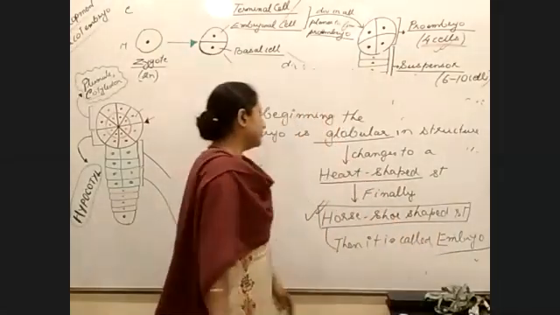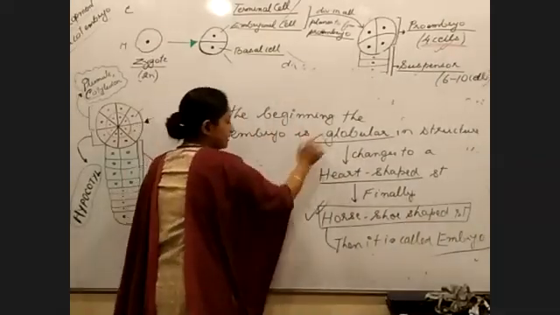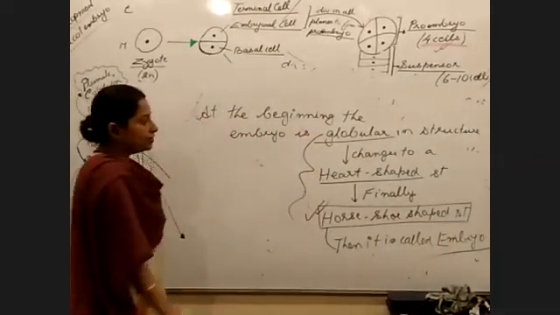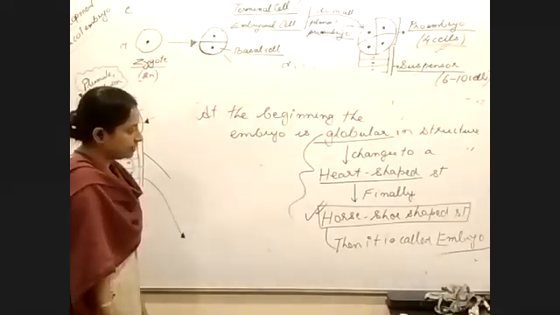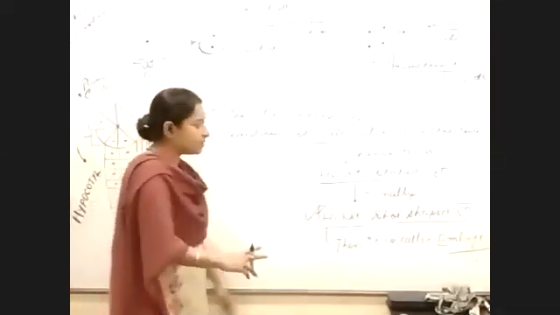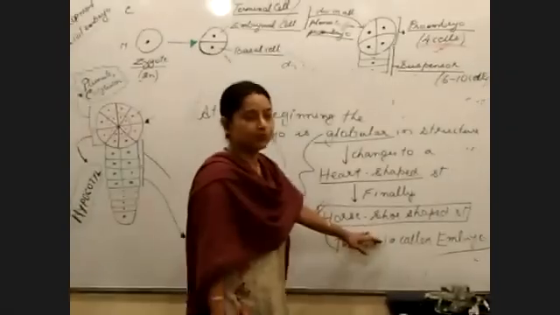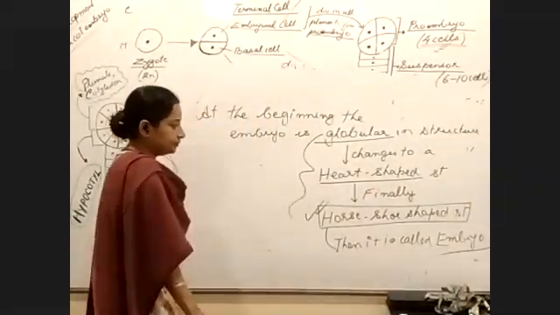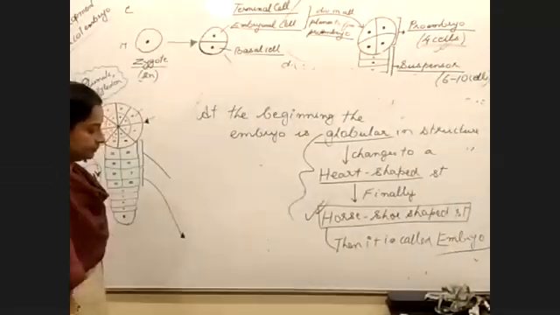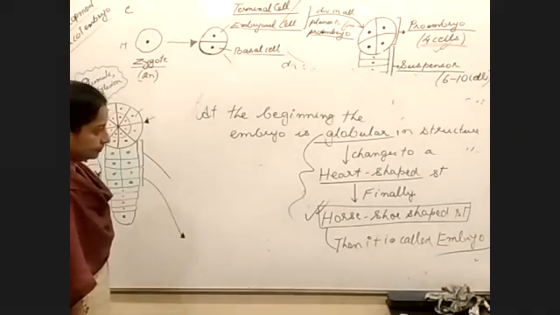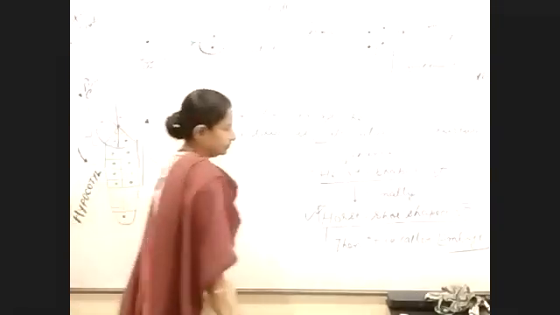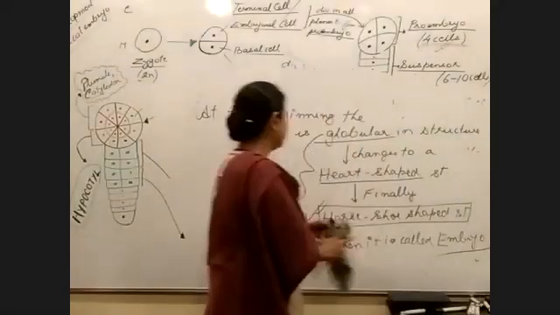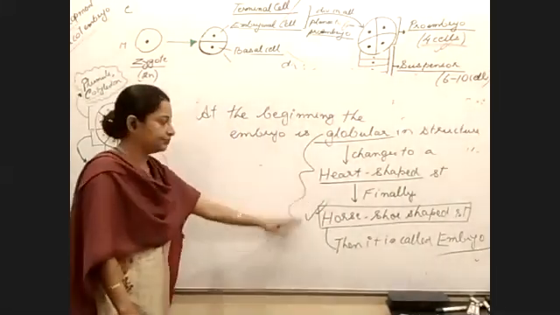Is the point clear? This is very important, so you need to remember these changes. Globular to heart shaped to horseshoe shape. So what is the angiospermic embryo shape? Horseshoe. Clear? Yes. Okay. Can I rub this part? Yes, ma'am.